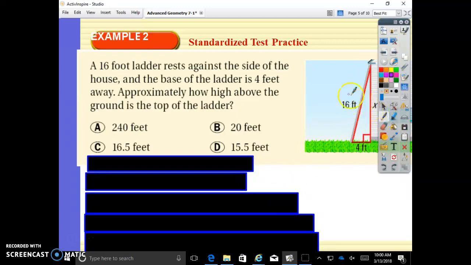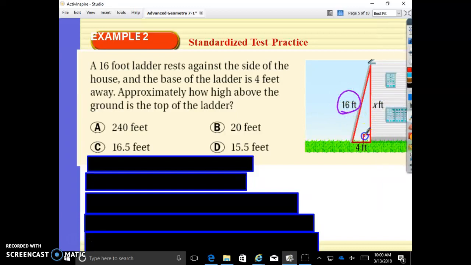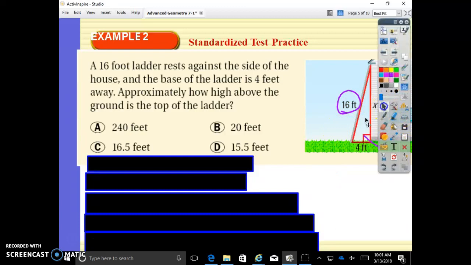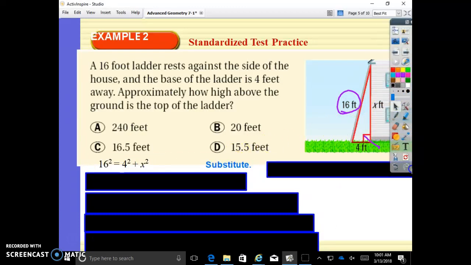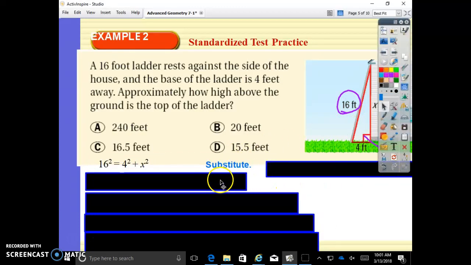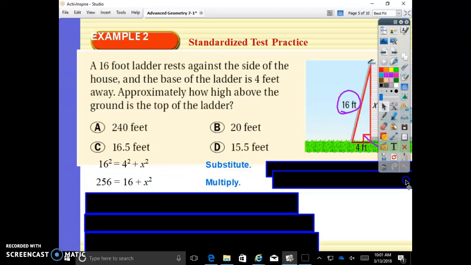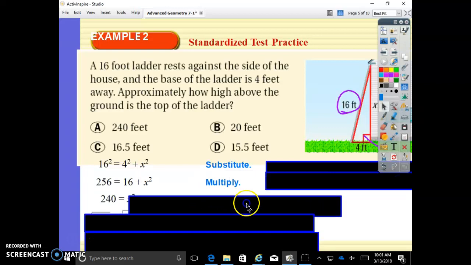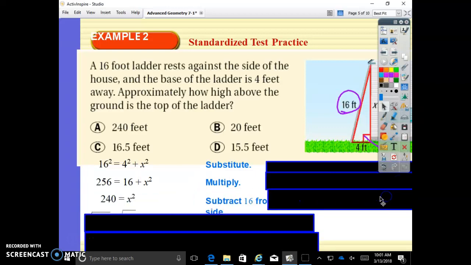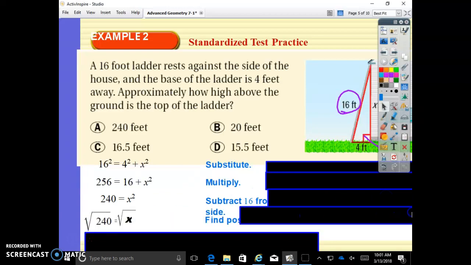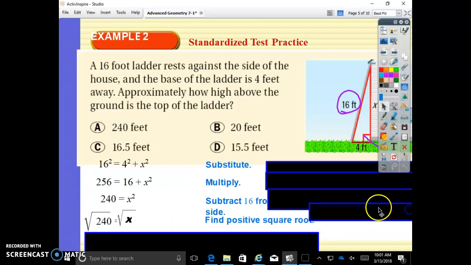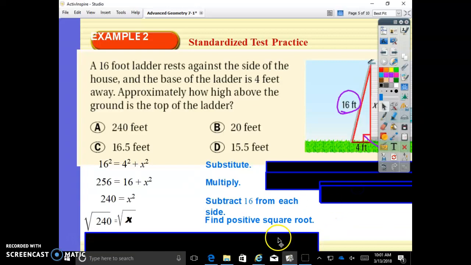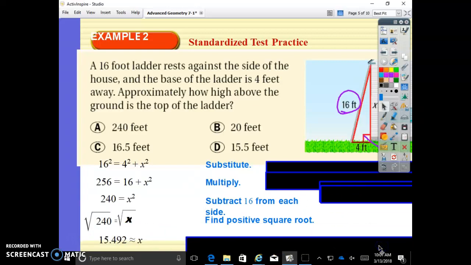We are looking for a leg. The hypotenuse is 16 because it's across from the right angle. So 16 squared equals x squared plus 4 squared. 16 squared, 16 times 16 is 256, equals 16 plus x squared. 256 minus 16 is 240. And then we need to take the square root of 240. And when we plug that into our calculator, we get 15.492.